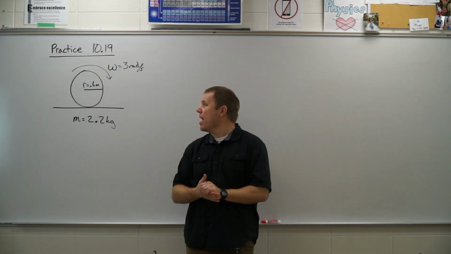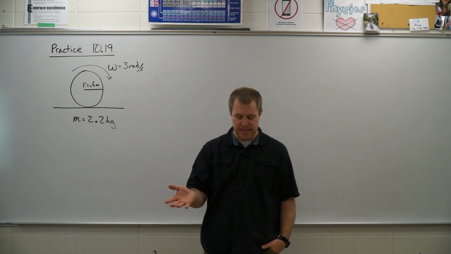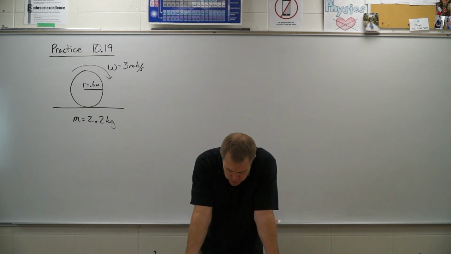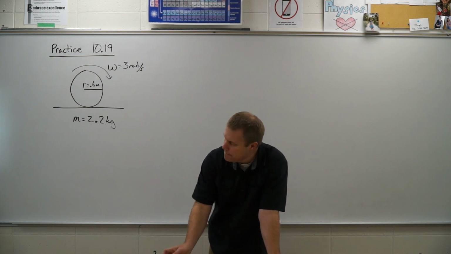All right, so you gave this practice problem 10.19 a try, so let's go through it and see how you did. So we have a 2.2 kilogram hoop, 1.2 meters in diameter. It's rolling to the right without slipping on a horizontal floor at a steady 3 radians per second. How fast is the center moving?